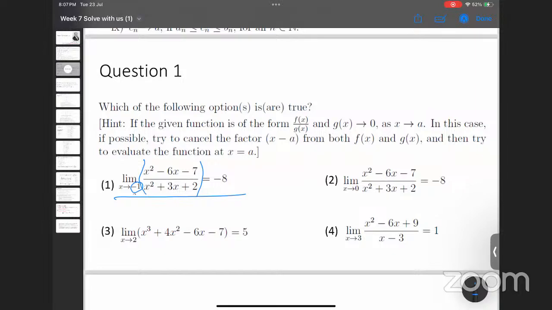Okay, so we have so many options. Many of you are saying that it's 1 and 3. So yeah, we can start solving.